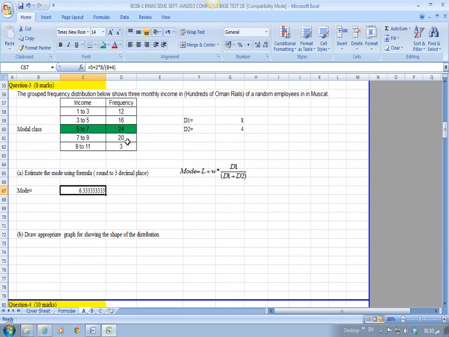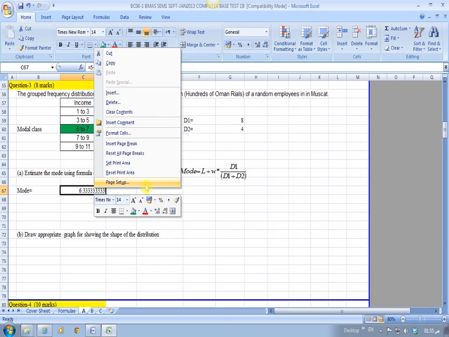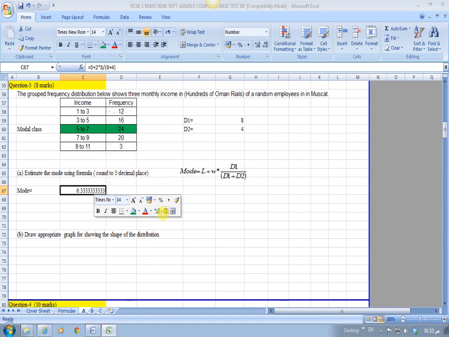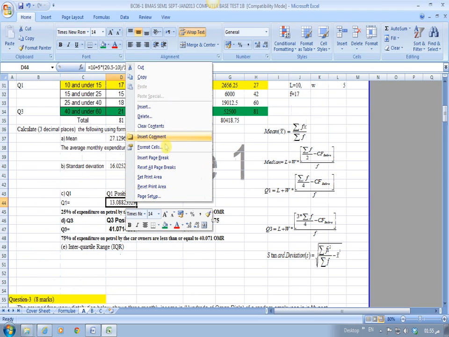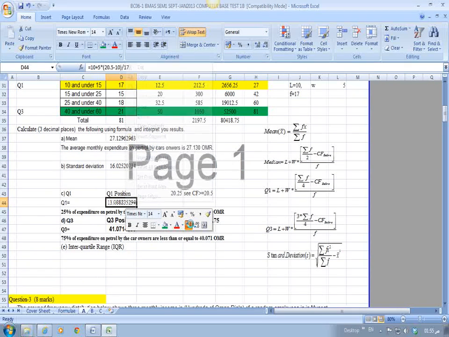We said 3 decimal places. You can make it 3 decimal places by right click, and then you can make this one 3 decimal places as required by the question. So 3 decimal places. Here also they said 3 decimal places, so I can make this one 3 decimal places.